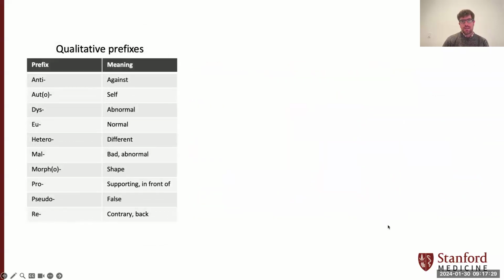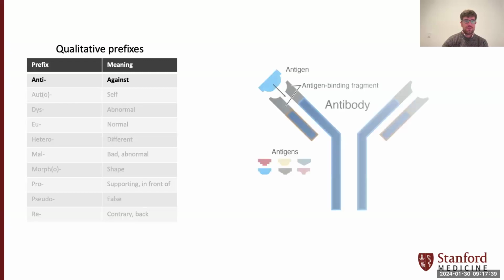And then finally, there are qualitative prefixes. These help us to figure out what the topic is doing. Is it good, bad, etc.? So anti is against. For instance, an antibody is something that binds to proteins in the body. So these are antigens that are in the body, and the antibody is binding to it.